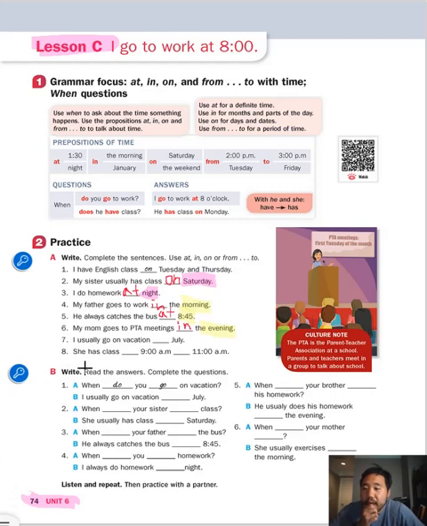Number 7, I usually go on vacation blank July. So what's July? July counts as a month, and the preposition of time for month is also in.